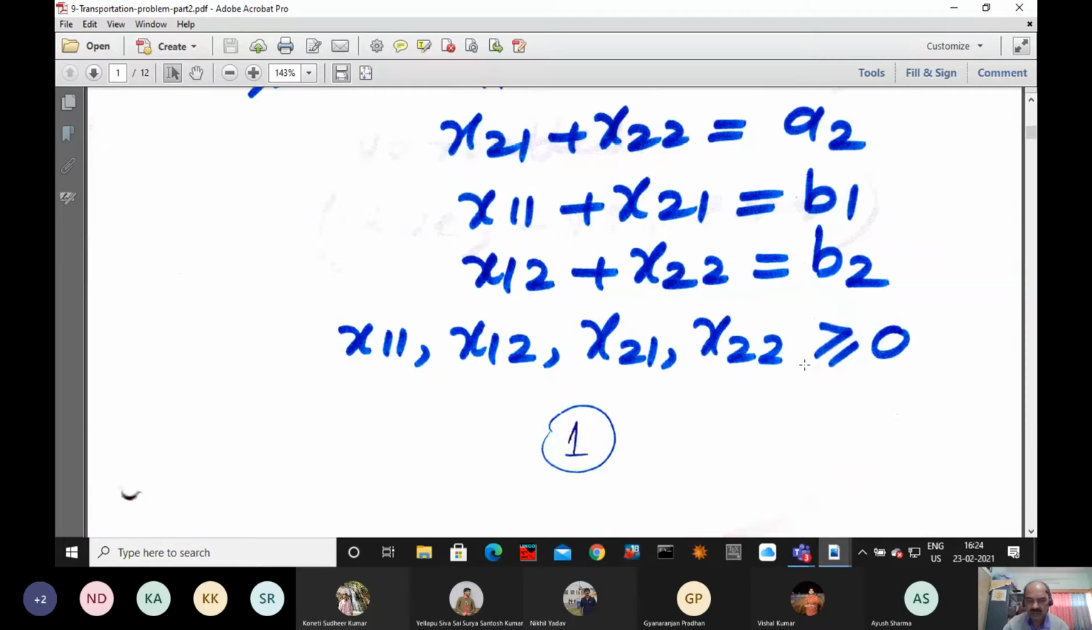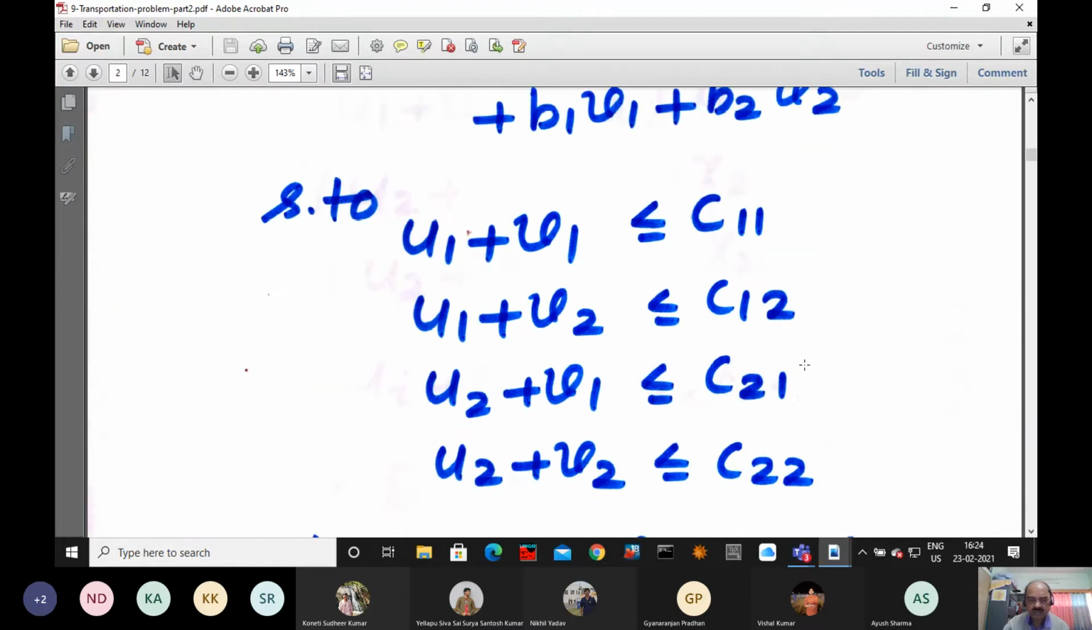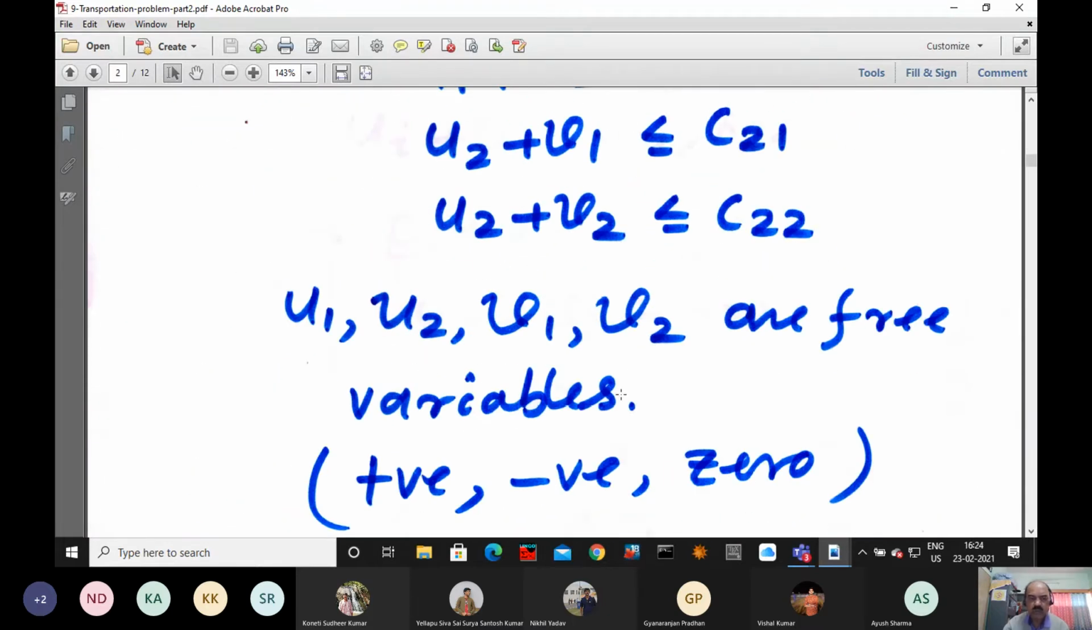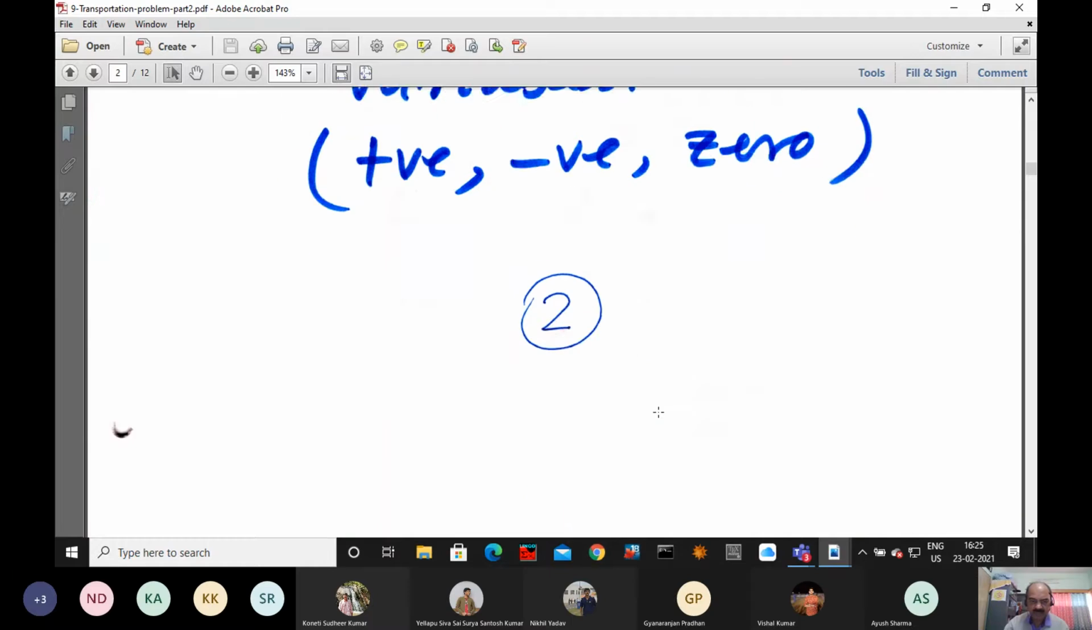If you mention it, we have like this: u1, u2, v1, v2 are free variables. Free variables means they can be positive, they can be negative, and they can be zero also. There is no restriction on the variables. However, x11, x12, x21, x22, these four variables are non-negative. Okay.